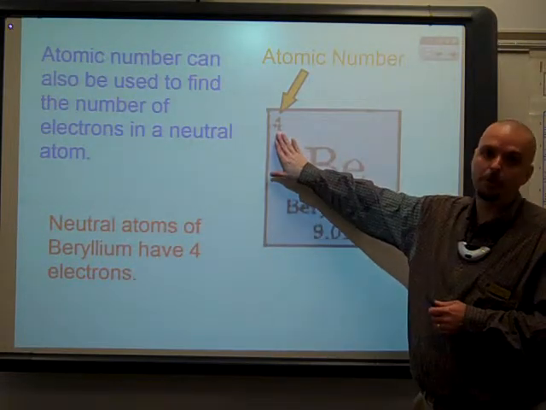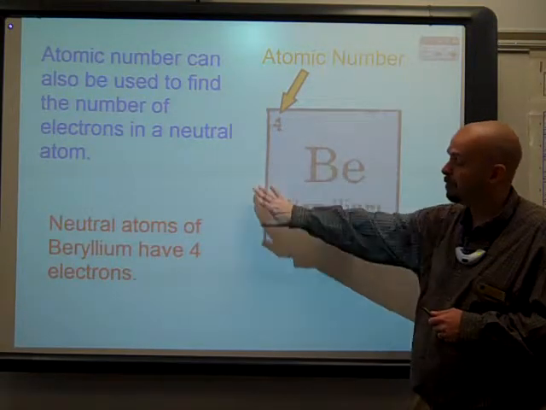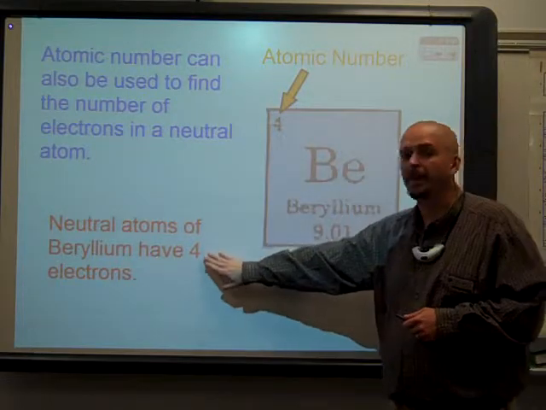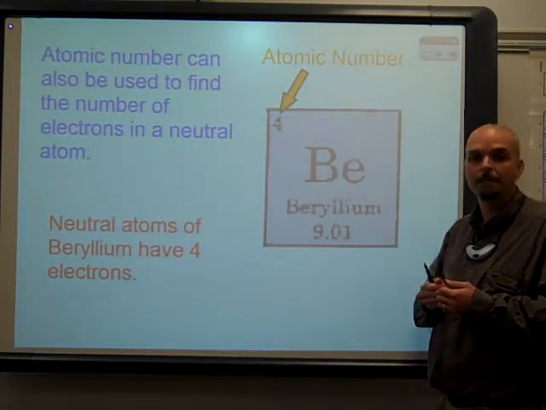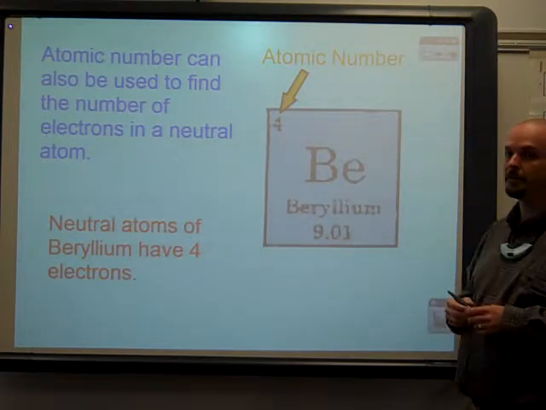We know beryllium has 4 protons because that's what the atomic number tells us. So if the atom is neutral, it must also have 4 electrons. 4 positive charges, 4 negative charges, those will cancel each other out. And the net or overall charge for beryllium will be 0.